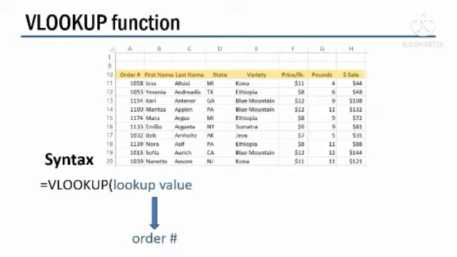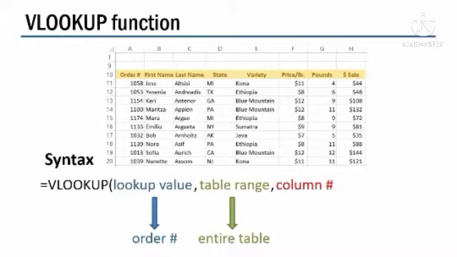Now, because you have to have commas separating the arguments in any function, after you put in the lookup value, you type in a comma, and then the second argument is the table range. And in our example, that's going to be the entire table. But keep in mind, it doesn't always have to be that. Then we put in a comma, and the third argument is the column number.